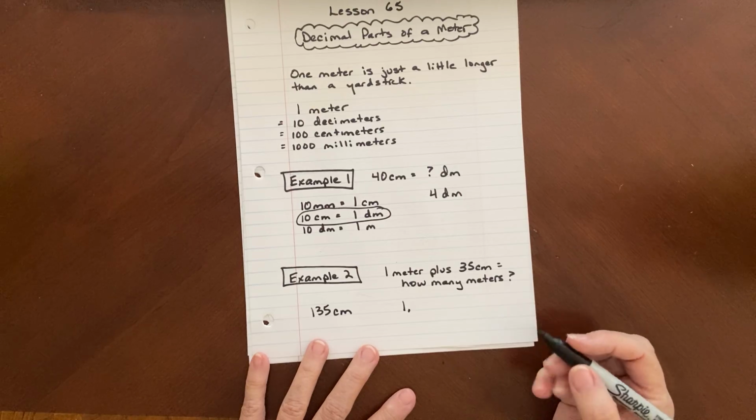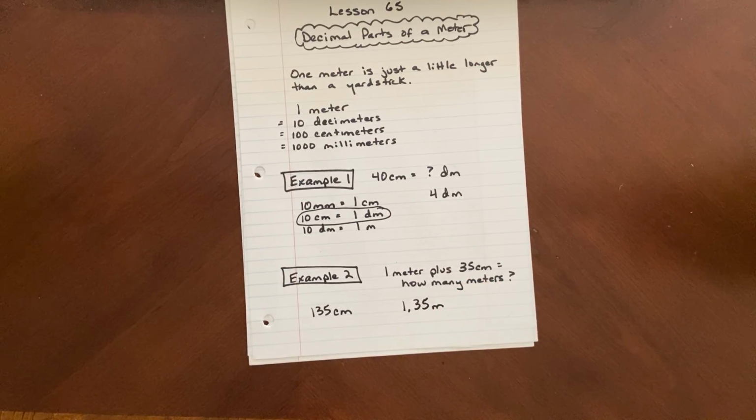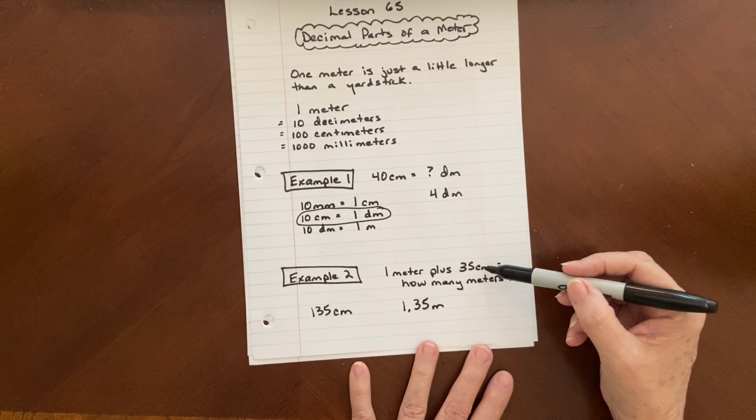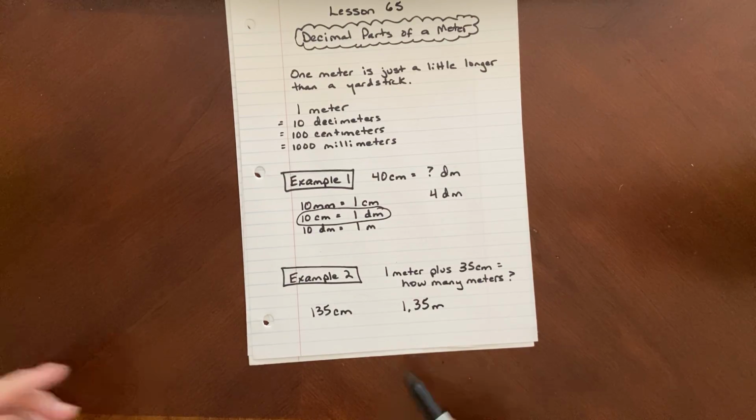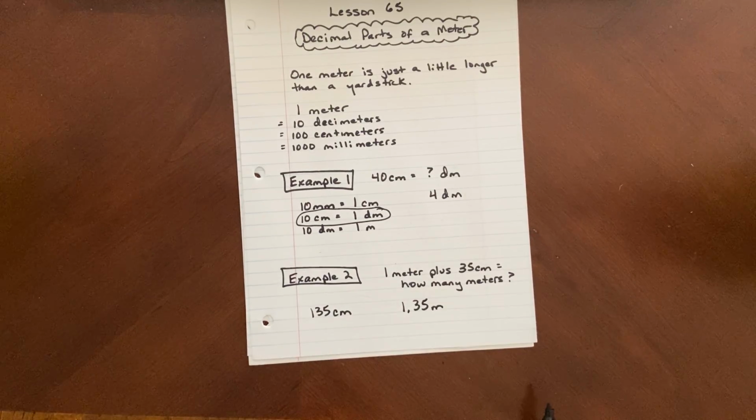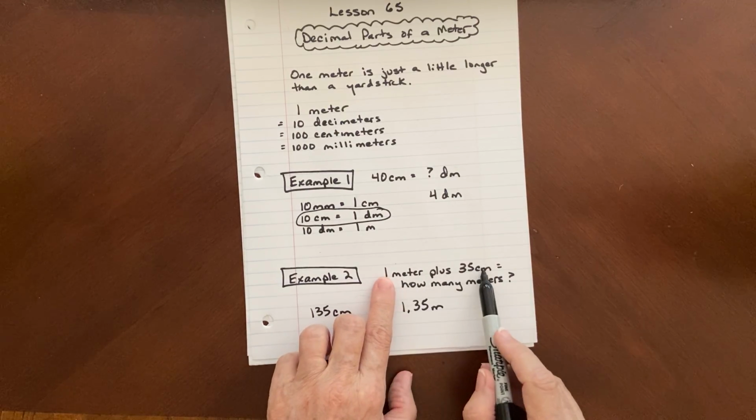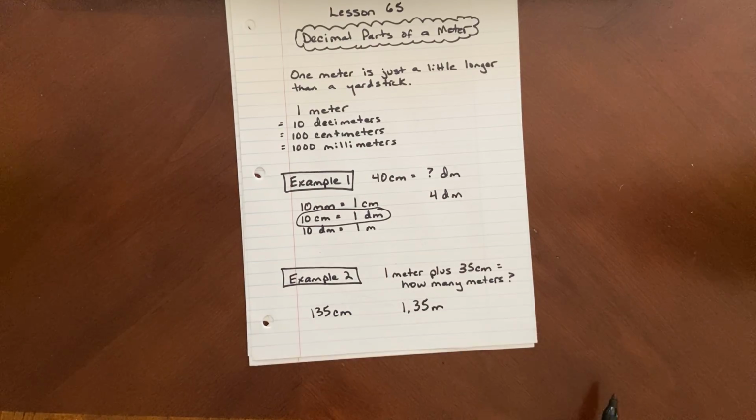Well, the metric system is so lovely because that tells me I have a part of a meter. I have 35 hundredths of a meter. Because if I take a meter and divide it into 100 pieces, I have a centimeter. So that tells me I have 35 of those 100 pieces. So to change 1 meter plus 35 centimeters into meters, I say, oh, 1.35 or 1 and 35 hundredths of a meter.